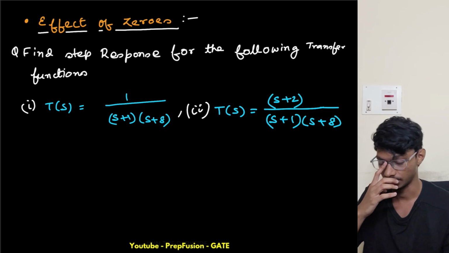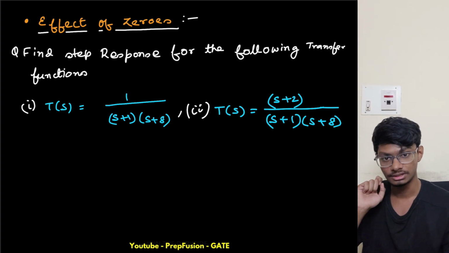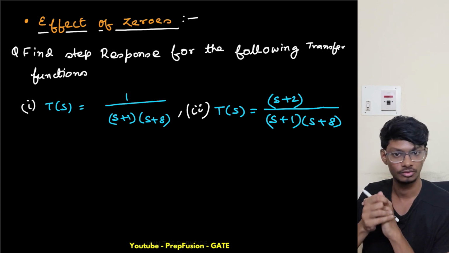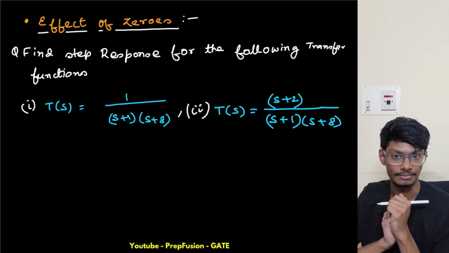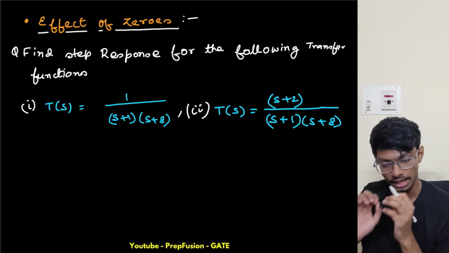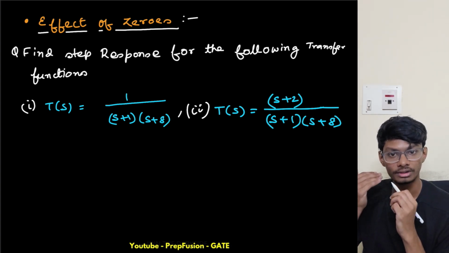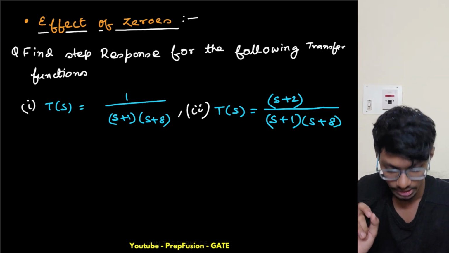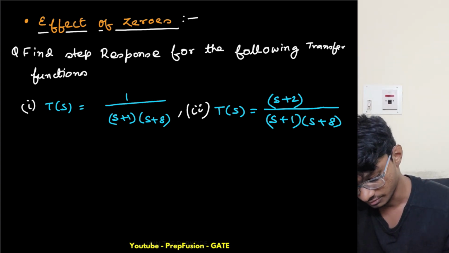So one thing to note here is, basically, don't use the dominant pole approximation, because if you use that, then we won't be able to see what is happening, right? So this time calculate this without the use of dominant pole approximation, okay. So yeah, now let me solve for the first one.